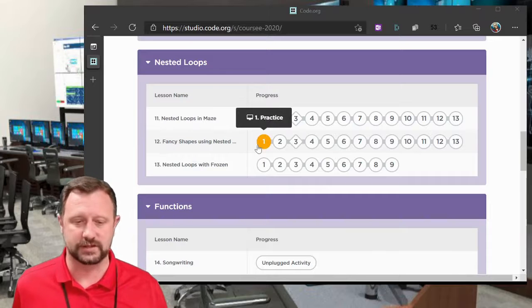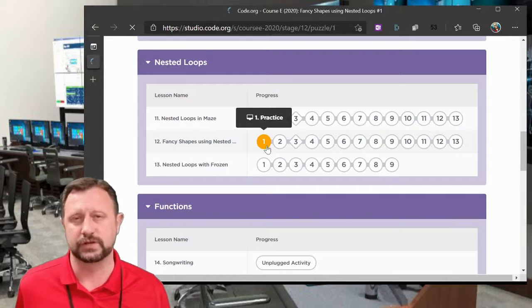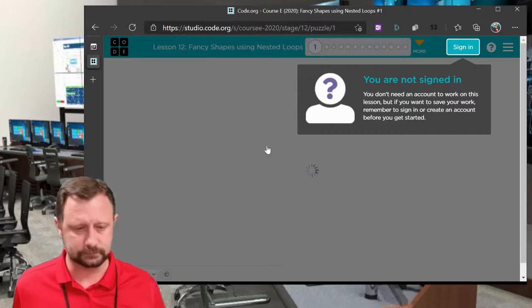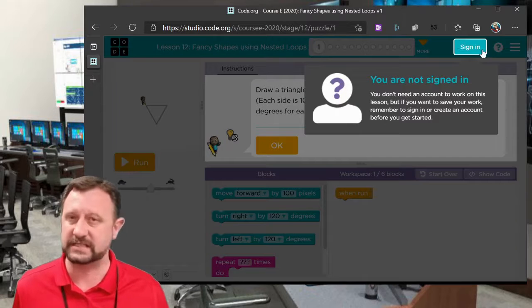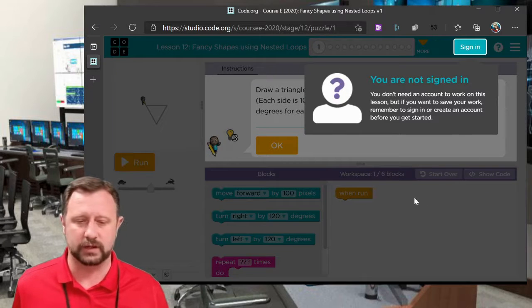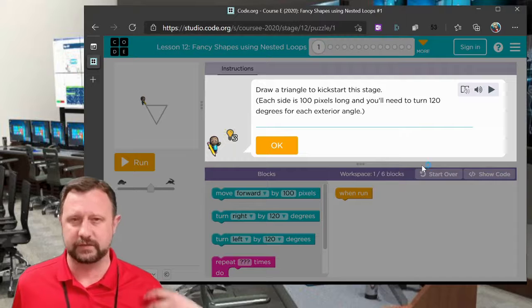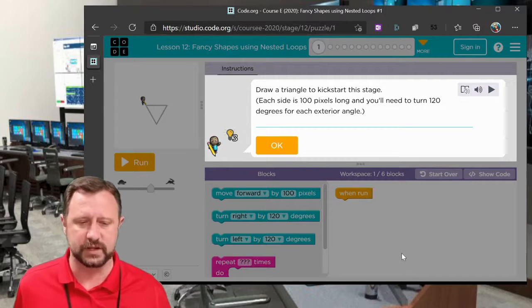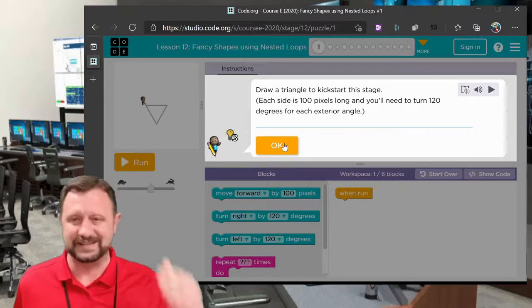Here's how it works. Number 12, we're going to start it off. We've got 13 puzzles to go through. So I'm going to have you log into code.org like you have been doing. Hit that button up there, sign in, so that all this work is saved. Now, instead of giving you an answer sheet, I'm going to go through these answers with you, kind of teach you along with you.